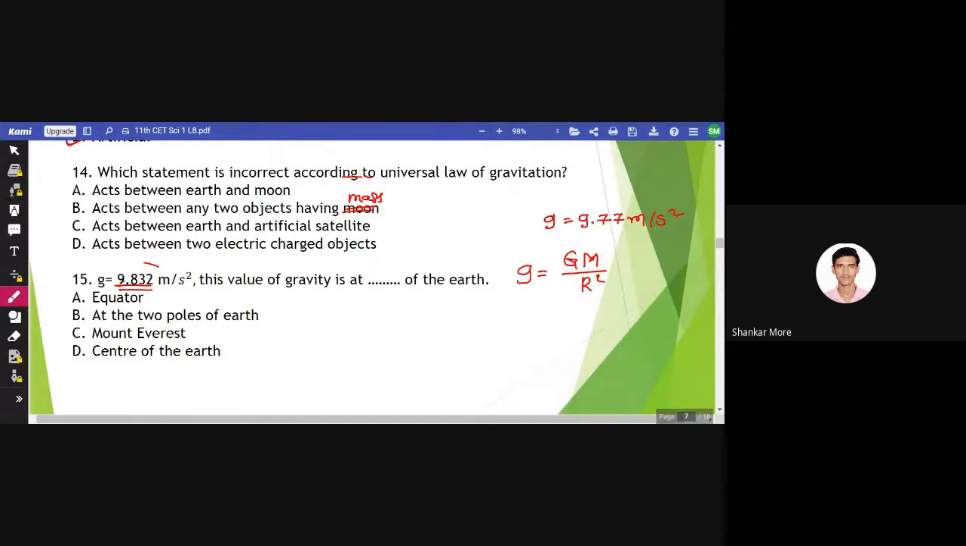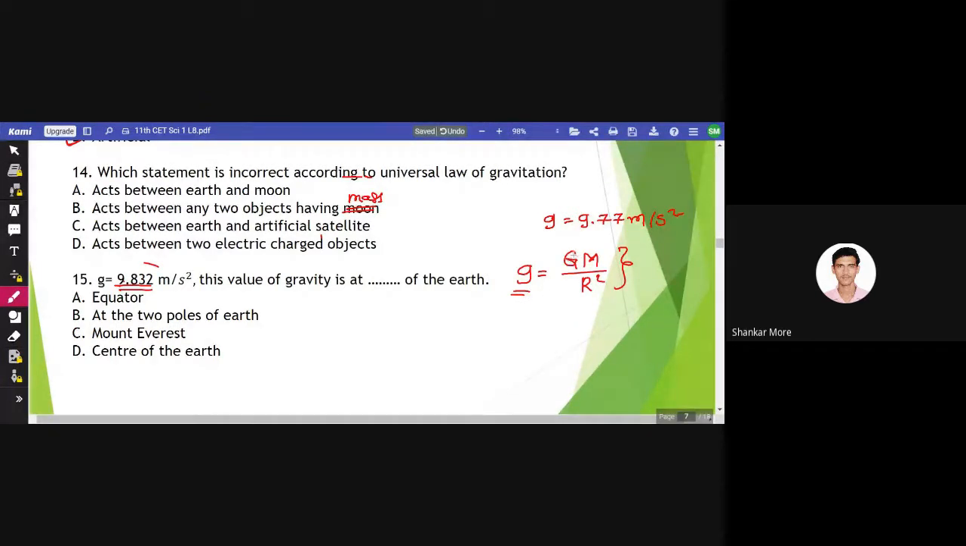So see, value यहाँ पे increase हुई है. Now observe this formula. Observe this formula. तो इस g की वैल्यू इंक्रीज हुई है, तो इस g की वैल्यू को इंक्रीज होने के लिए किस चीज को बढ़ना पड़ेगा या फिर किस चीज को कम होना पड़ेगा?